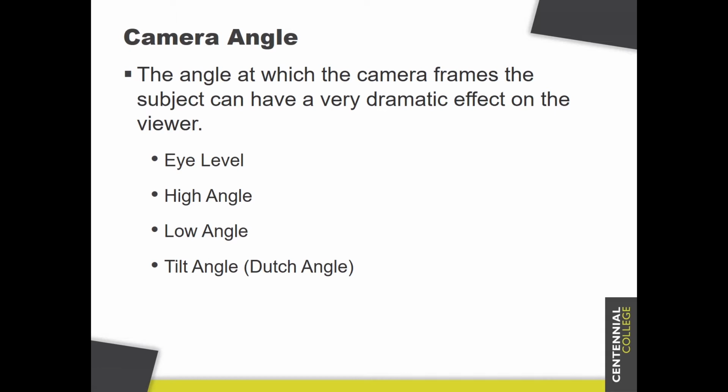We're going to talk about 4 different ideas: the camera at eye level, the camera at a low angle, so shooting upwards, the camera at a high angle, shooting downwards, or the idea of a tilt angle or a Dutch angle, and that's when everything is kind of askew.